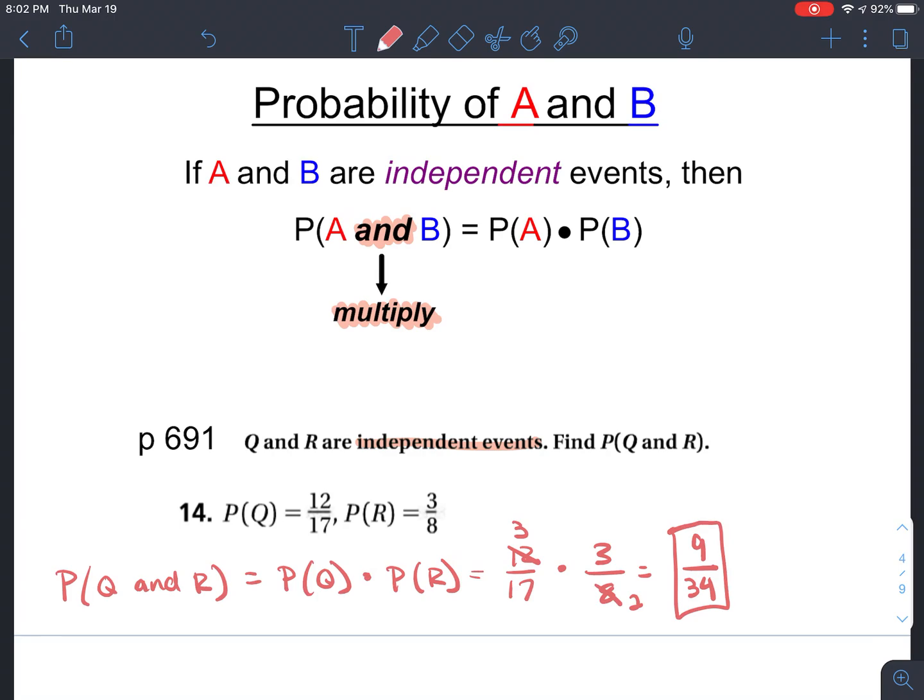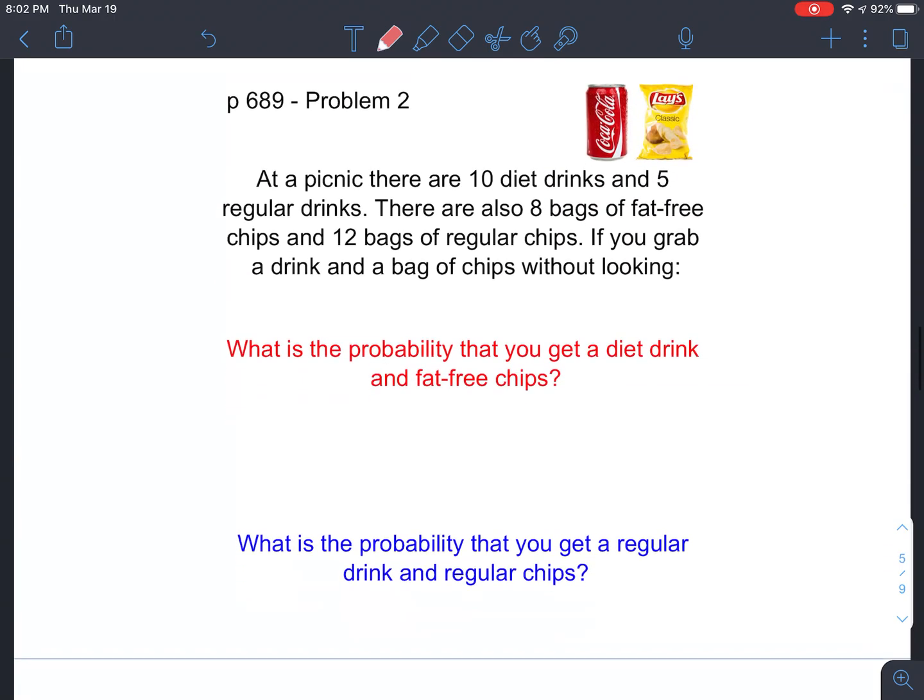Okay, so now let's apply this to some real-world context. So we're looking at page 689, problem number 2. It says, at a picnic, there are 10 diet drinks and 5 regular drinks.